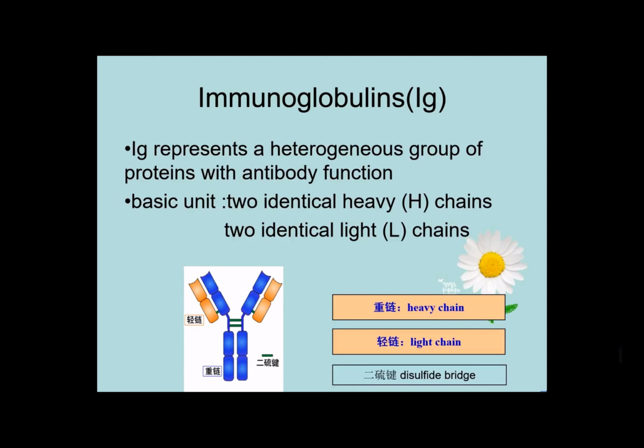Immunoglobulin represents a heterogeneous group of proteins with antibody function, which consist of two basic units: heavy chains and light chains. Between heavy chains and light chains are bound by the disulfide bridge.